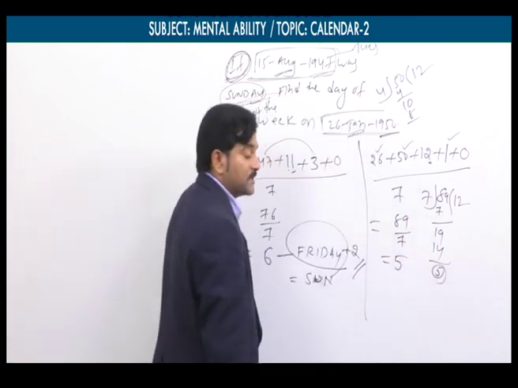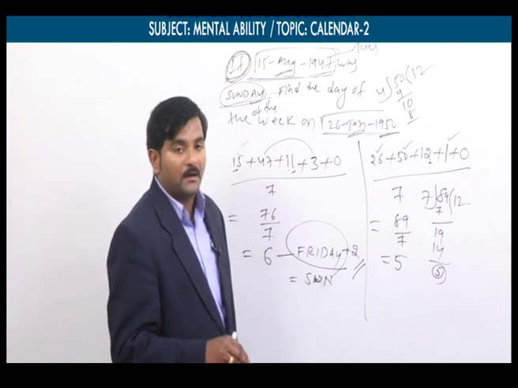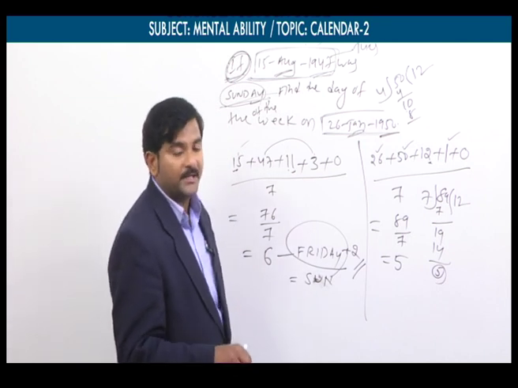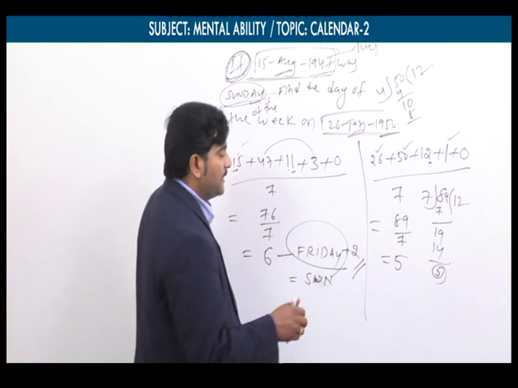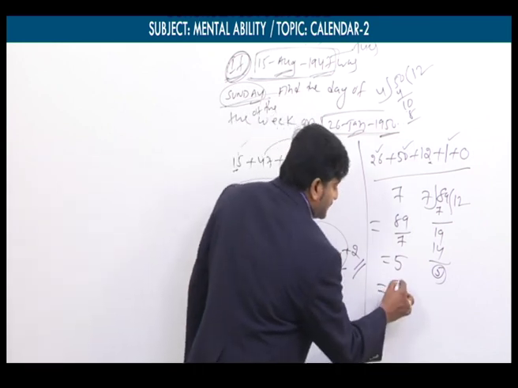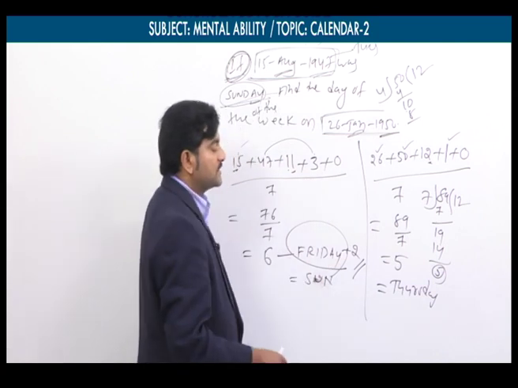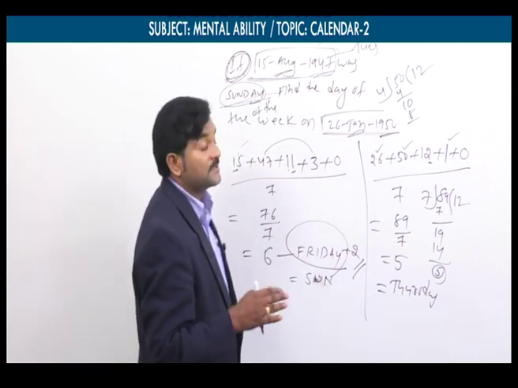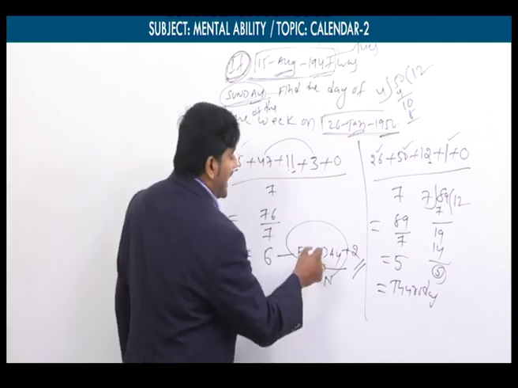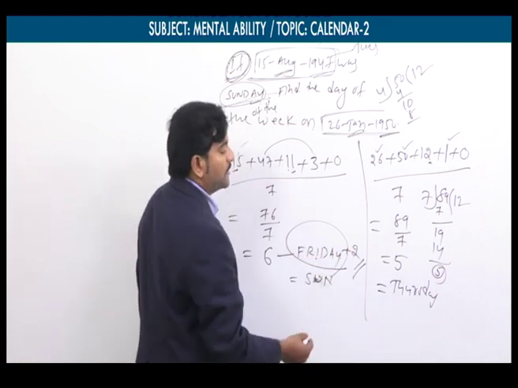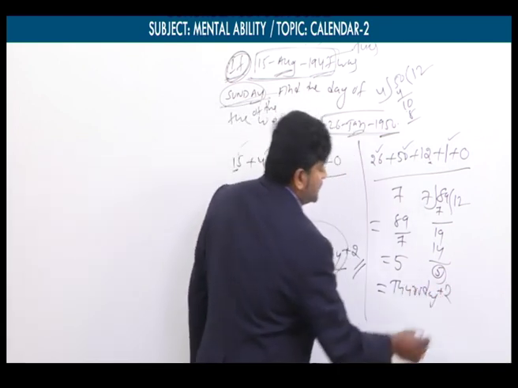According to the day codes, if you get odd days as 5, then that day is which day? Thursday. We have already seen the day codes. According to the day codes, that day was Thursday. But since he added plus 2 here, what you have to do? We need to add plus 2 here.